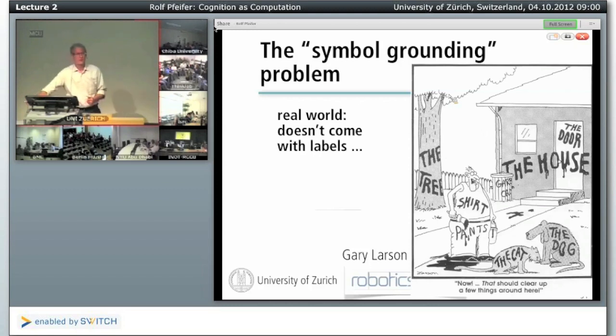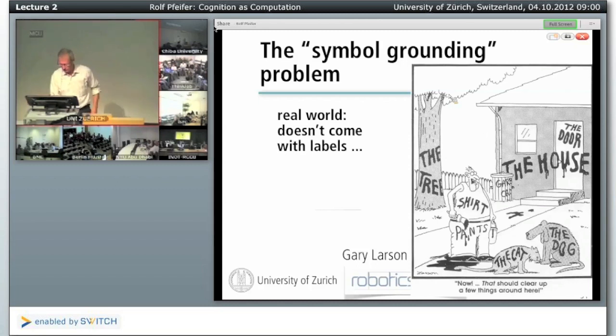So the issue is, of course, if you have a symbol system and in your idea intelligence is abstract symbol manipulation, you have to have a way of attributing meaning to the symbols, as the people in Berlin mentioned. So you have a symbol like tree, typically a node or something, and then you have to be able to make the connection between this node and what it means in the real world.